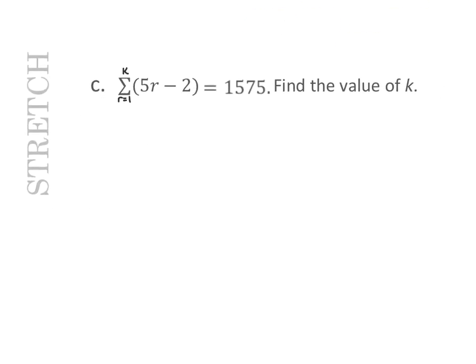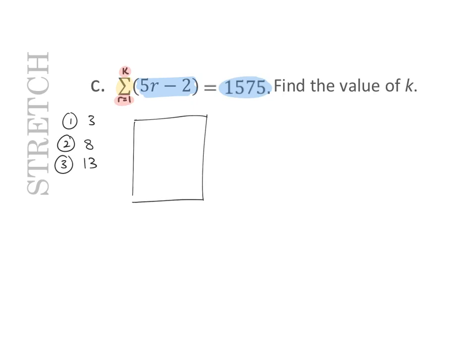Okay, final question. We have a sum, but it goes from 1 to k. Now here's my sequence, but actually it tells me the sum is that and says find the value of k. So the first thing I'm going to do is I'm still going to generate the first few terms of my sequence. This is actually the same sequence from B. And I can still use my box in quite a useful way. So A equals 3, D equals 5, N we don't know. But actually what we do know is that the sum to k is this.